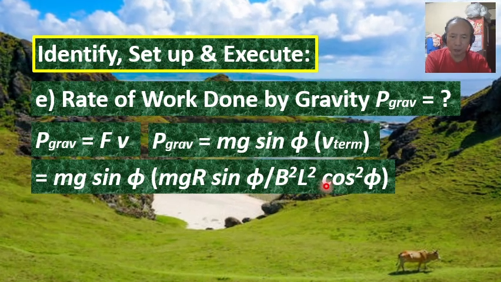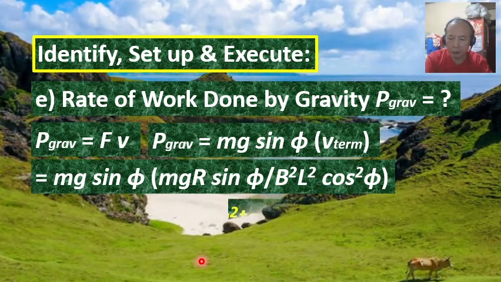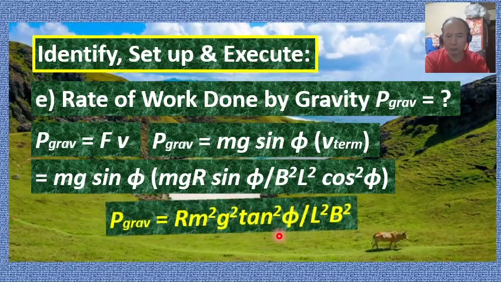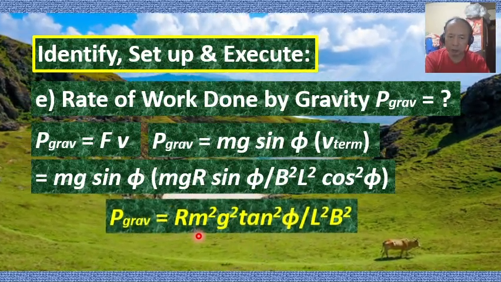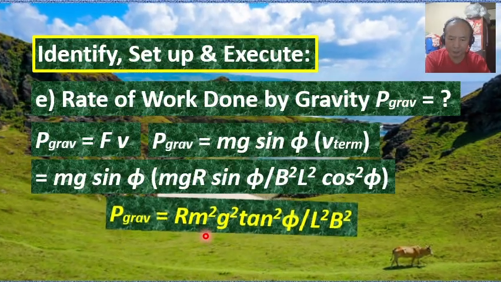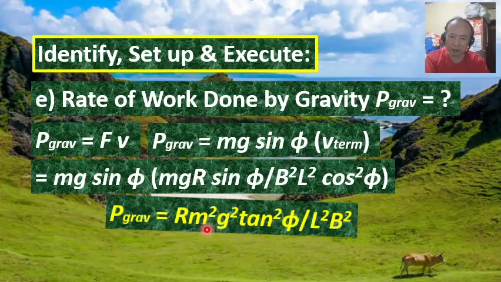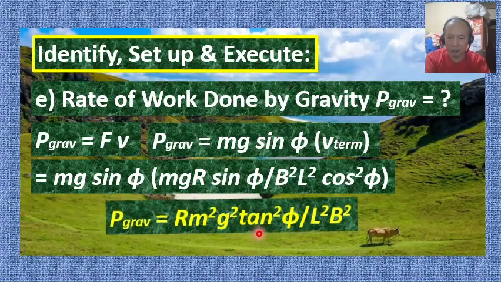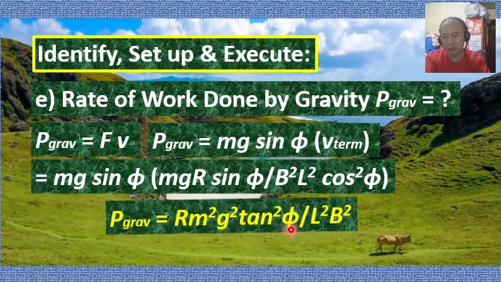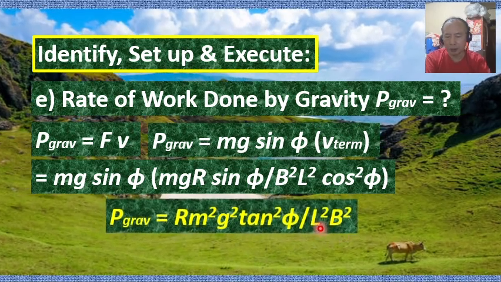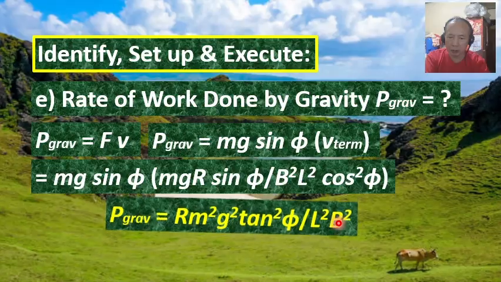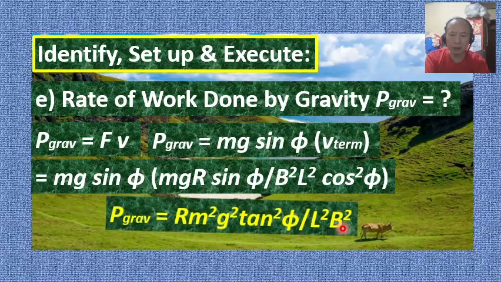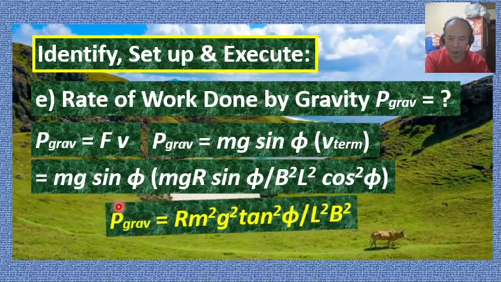So, again, when we simplify this further, this is the desired expression for the rate of work done by gravity, equal to the product of the resistance big R, times the square of the mass of the metal bar, or times the square of acceleration due to gravity, then multiplied by the square value of tangent phi, then divided by the square of the length of the bar, which is multiplied by the square of the magnetic field B, which is, of course, the answer to our question in part E.